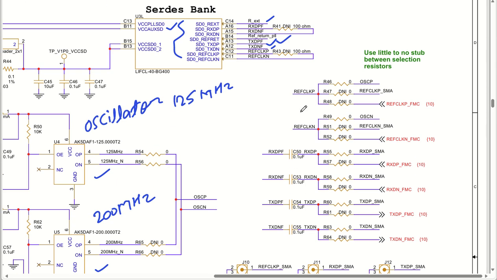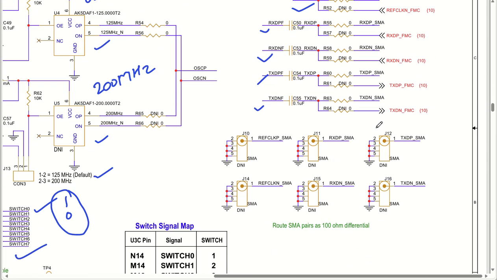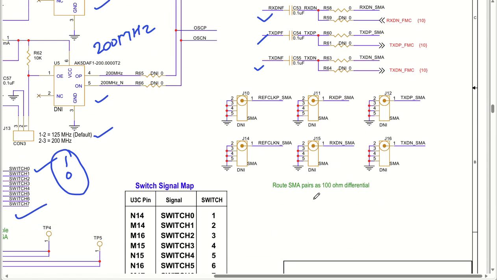In the deserializer block, you can see we have used little or no step between the selection resistors. These are the selection resistors for your serializer, deserializer banks, and the ref clock positive, ref clock negative, and then RxDPF, RxDNF, TxDPF, and TxDNF. And these are the root SMA pairs of 100 ohm differential lines. So if you want, you can use these as well.